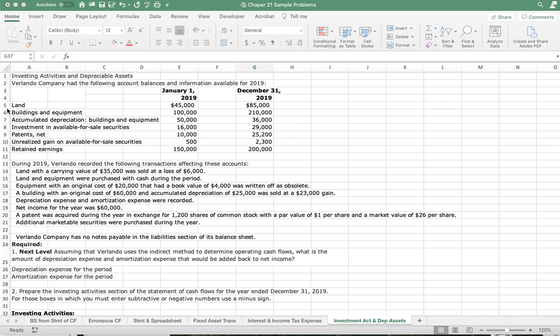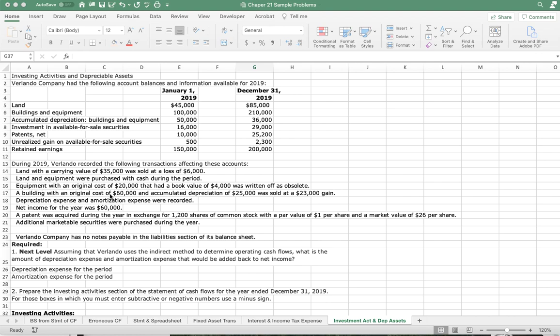And we have land, buildings, and equipment, accumulated depreciation on the buildings and equipment, investment in the available for sale securities, patents, unrealized gain on available for sale securities, retained earnings. And then we have this additional information that says, during 2019, Verlando recorded the following transactions affecting these accounts. Land with a carrying value of $35,000 was sold at a loss of $6,000. Land and equipment were purchased with cash during the period.